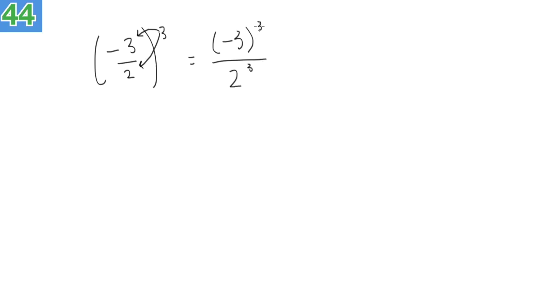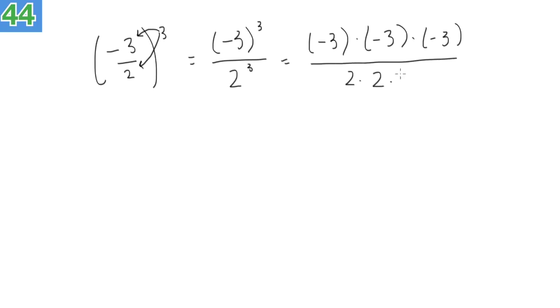And remember that cubed means to multiply by itself that many times, so to multiply by itself 3 times. So this is the same as -3 times -3 times -3 over 2 times 2 times 2. Okay, so this is one way to solve it, and we can now start reducing. So remember there's negatives, it gets a little confusing, that's why I like to write everything out.